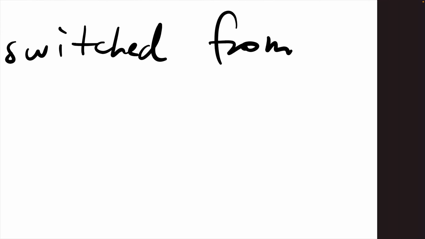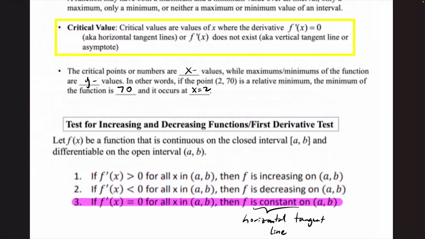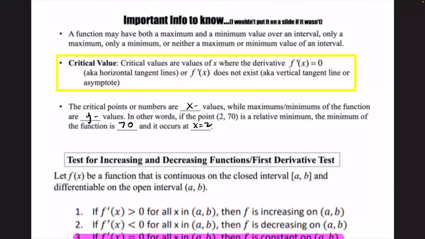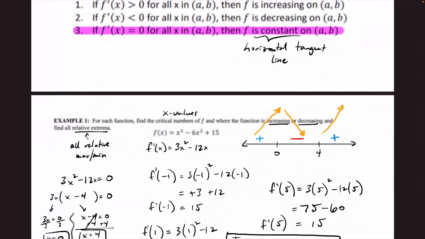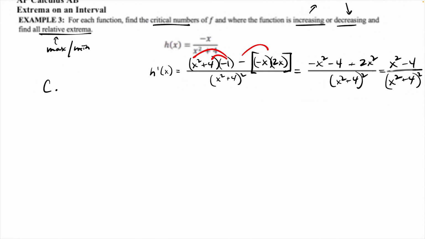Undefined, right? Is that something we need to worry about for critical values? Yeah, because the critical value is also when it doesn't exist. You see or. So I have to take both into account. Set the top equal to 0. Set the bottom equal to 0. Those will be our critical values, I'll call them CV. x squared minus 4 equals 0, and then x squared plus 4, squared, equals 0.